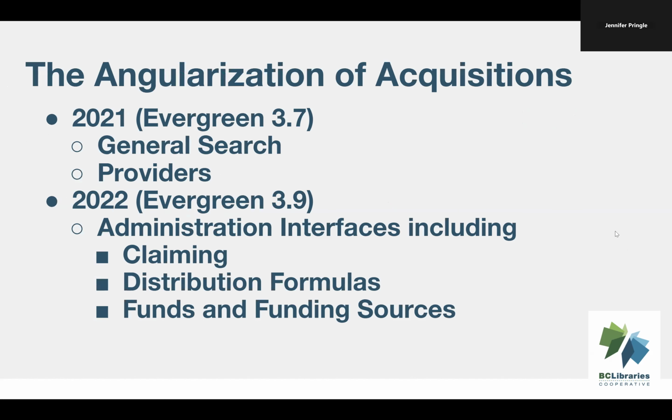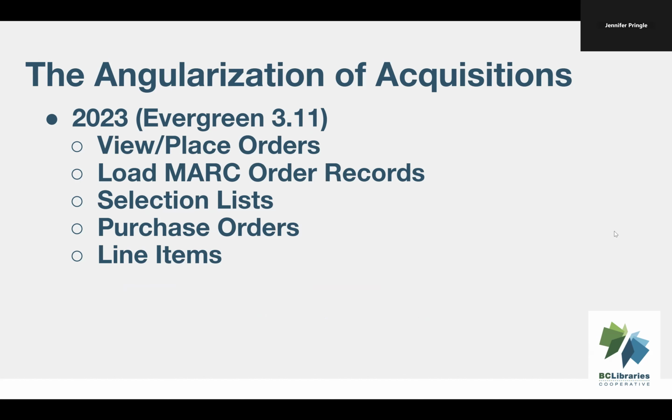So in 2021, with 3.7, we got updated general search and providers admin interfaces. In 2022, in 3.9, we got updated administration interfaces. In 2023, with 3.11, we got updated view place order, load MARC order records, selection lists, purchase orders, and line items, which were probably the biggest changes there.